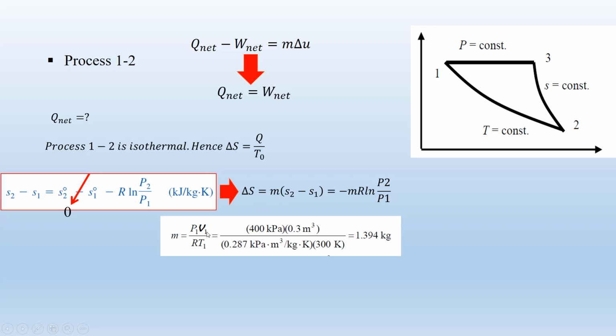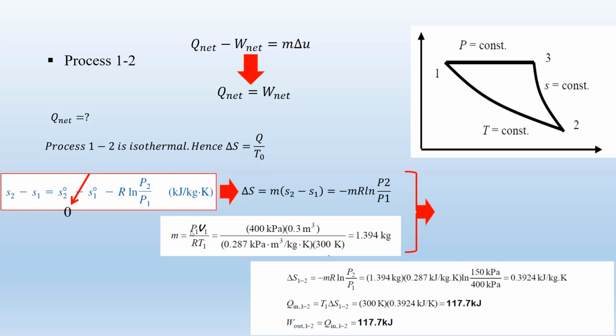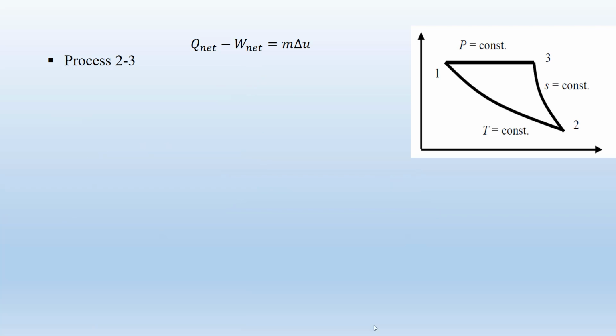So P1, V1, and T1 are known, and then by using the ideal gas equation of state, you can find the M. And then from here, P1, P2 are given, you can calculate the delta S, and then you multiply this delta S by the temperature, which is 300 Kelvin. Again, keep in your mind that this temperature must be absolute temperature. You can calculate the Q, and then Q equals the W. You can calculate the W. This is the Q and W for process 1.